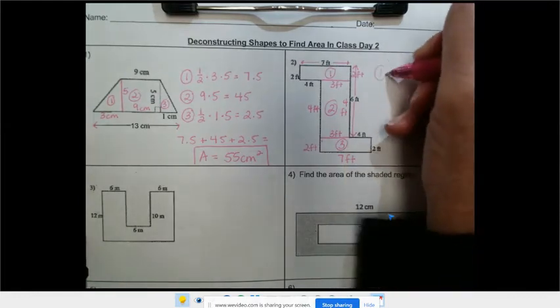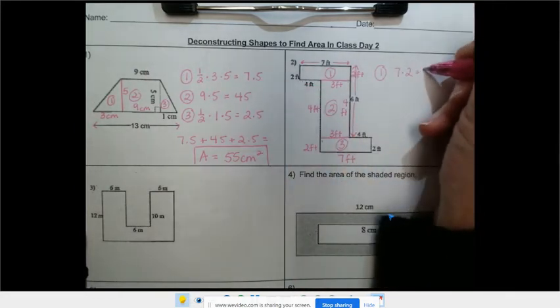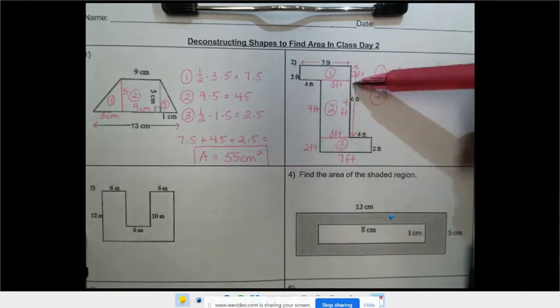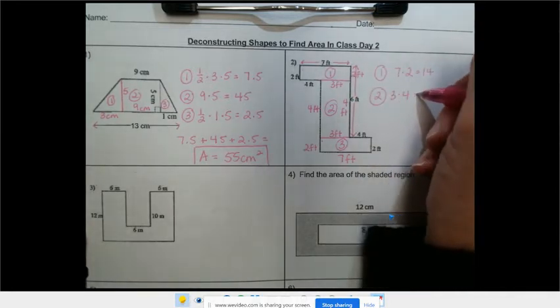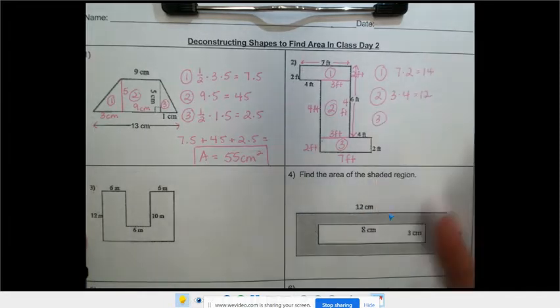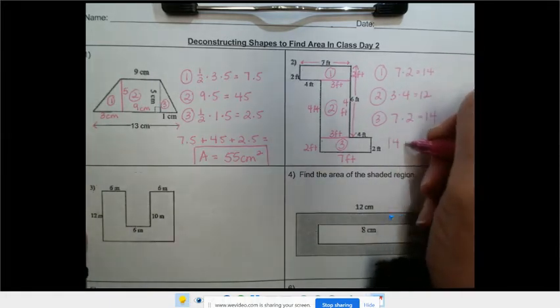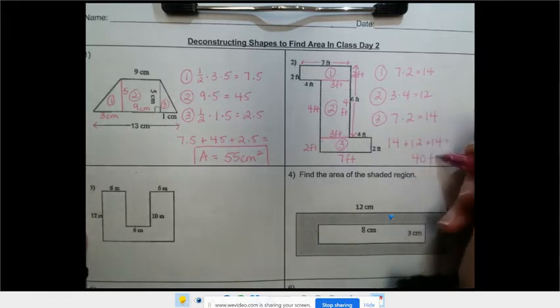So now that I have my measurements, I can figure out my area a little bit easier. So these are all base times height, no triangles. So my base here is 7 times 2. My base here is 3 times 4, not 6. 6 goes all the way up. I just want 3 times 4. And then for this one, base is 7 times 2. So now I'll just add all of those areas together. And you should get 40 feet squared.